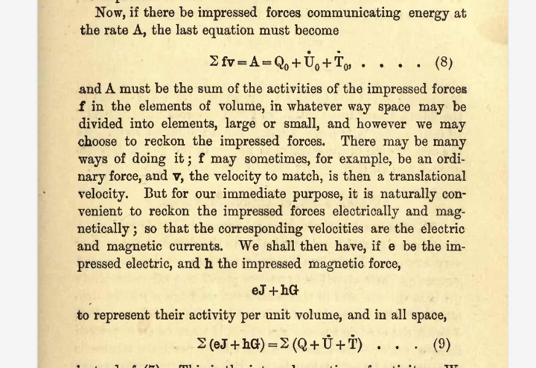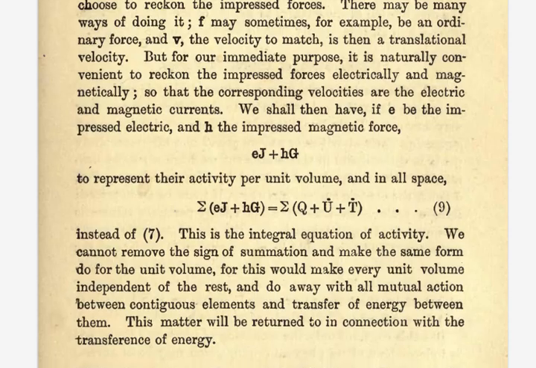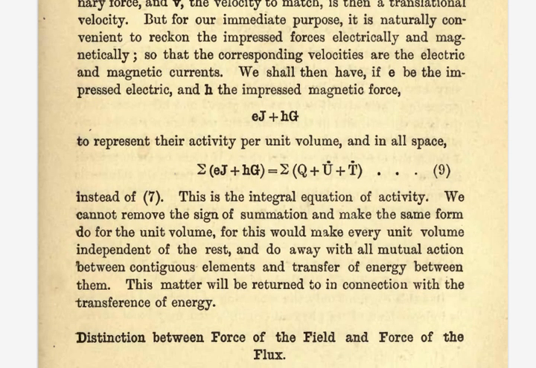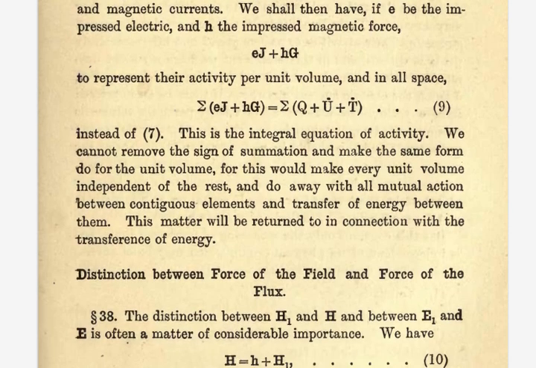F may sometimes, for example, be an ordinary force, and V, the velocity to match, is then a translational velocity. But for our immediate purpose, it is naturally convenient to reckon the impressed forces electrically and magnetically, so that the corresponding velocities are the electric and magnetic currents. We shall then have, if E be the impressed electric, and H the impressed magnetic force, E times J plus H times G, to represent their activity per unit volume, and in all space, summation of Ej plus Hg equals summation Q plus U dot plus T dot, instead of equation 7. This is the integral equation of activity.